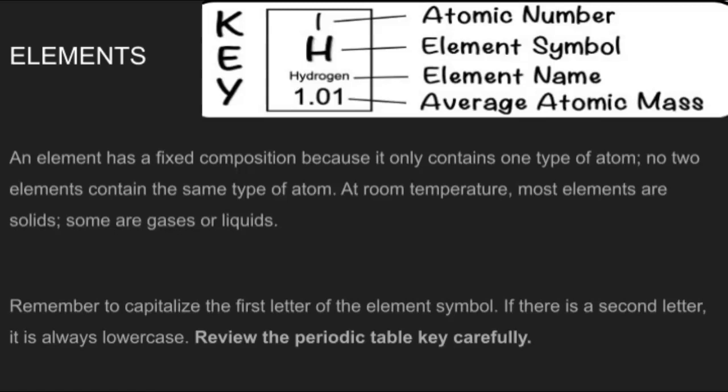An element has a fixed composition because it only contains one type of atom. No two elements contain the same type of atom. And it's important for you to know that some elements are solid at room temperature. Others are gases at room temperature, and some are liquids at room temperature. The two that are included as liquids in room temperature would be bromine and mercury, and both are poisonous.